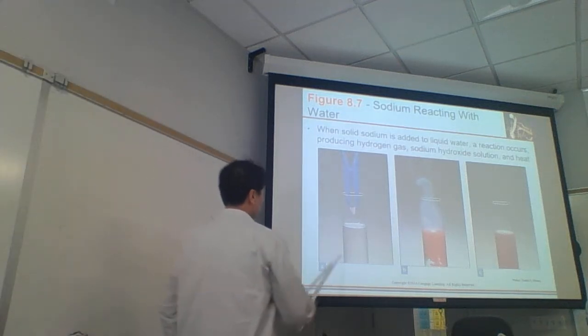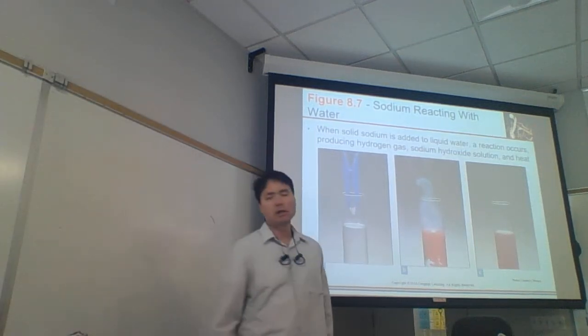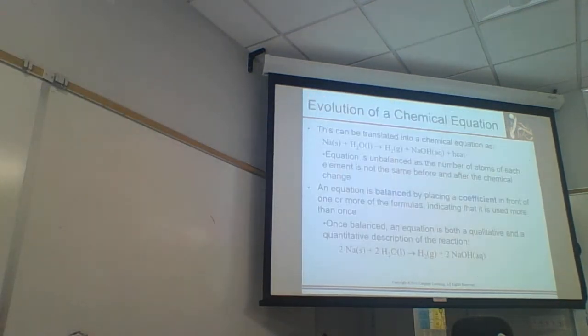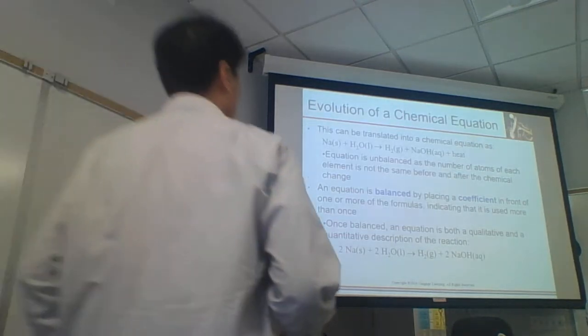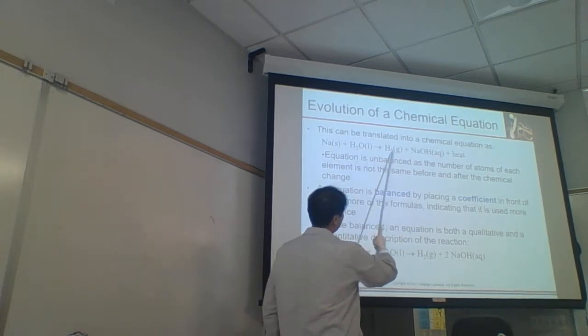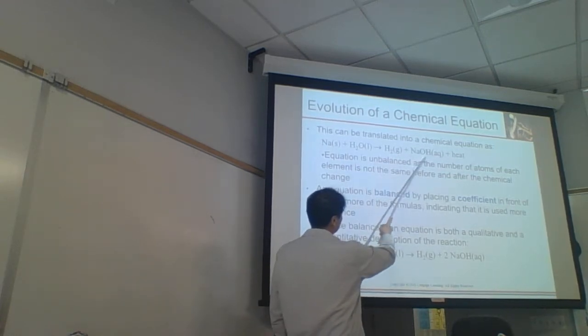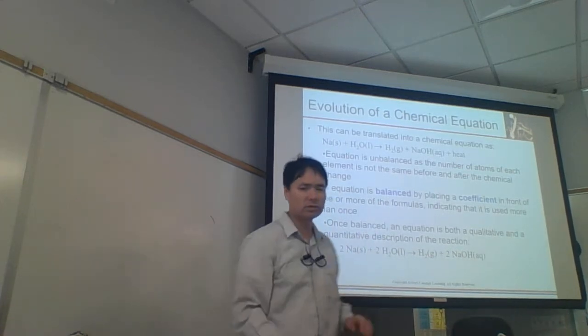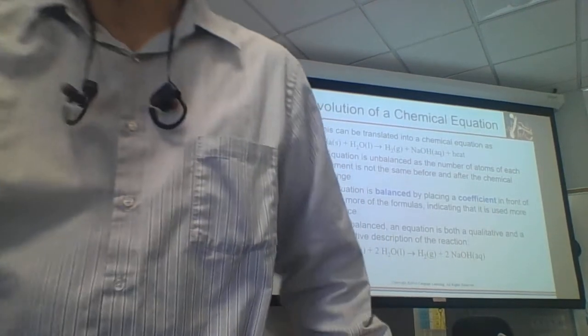Okay, here's the reaction between sodium and water. The chemical equation for that is shown on the next slide. So we have sodium and water. This generated hydrogen gas and sodium hydroxide, and some heat. Heat is an additional product. Though sometimes we'll write heat on there, sometimes we'll leave it off.